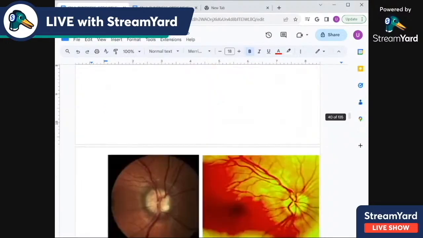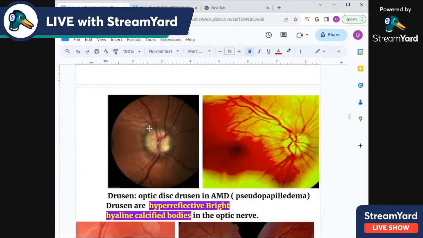And what condition is that? That's AMD, age-related macular degeneration. We have drusen here, which are detected on B-scan. They are fluorescent, hyperlucent, calcified hyaline bodies from the cells, and you see a very chalky white optic cup with clear margins. But in papilledema, the optic disc is blurred, raised over the surface, and the margins are not clear. In pseudopapilledema, there are clear margins and the optic disc is white, whereas it's blurred in papilledema.